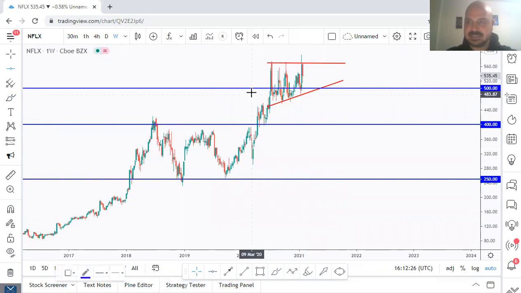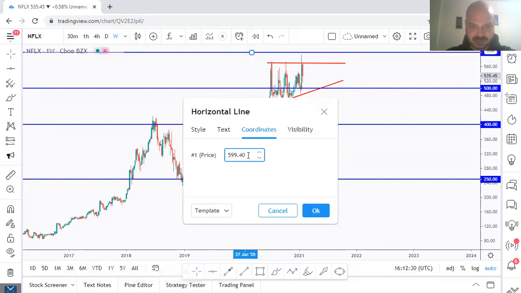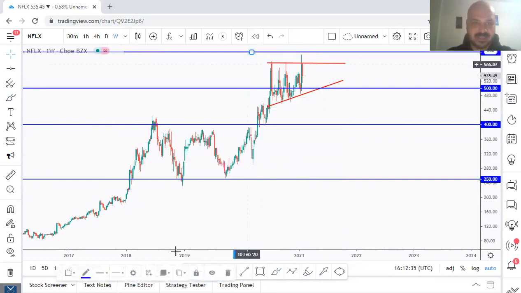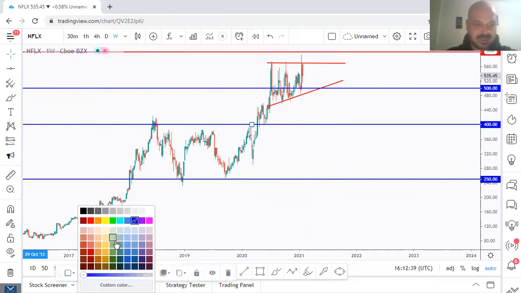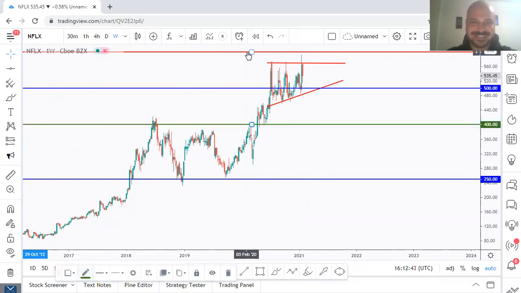Okay, and let's see. Here we have the 600, right? Which is also a strong round number. So let's make this one in red, this one in, let's make it in green. Not this one, it's too bright. And here we go. Let's make this one in green as well.